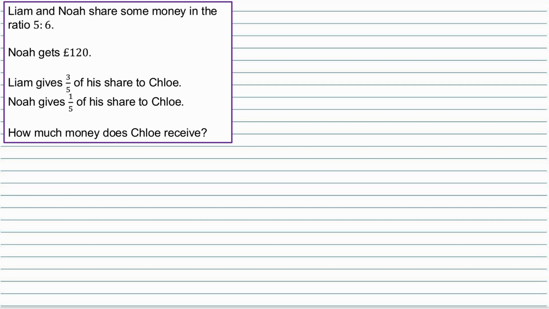So the first thing we need to do is write the ratio for Liam and Noah. And this is the ratio of 5 to 6. And then we're told that Noah gets £120. So I'll include this in line with Noah's share. So we can scale this ratio by multiplying both sides by 20. And by doing it to both sides, the ratio remains balanced.